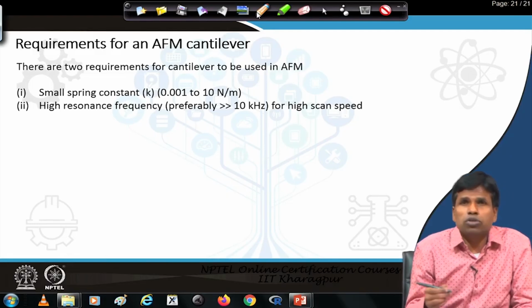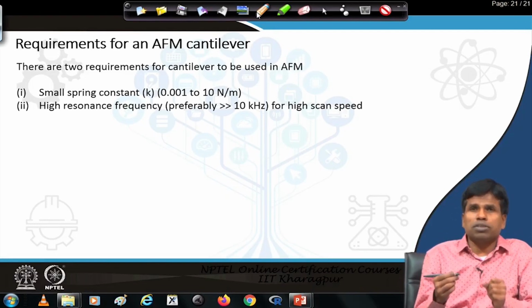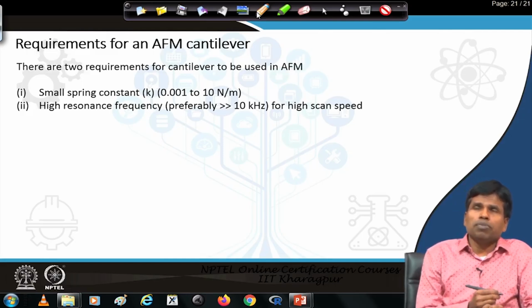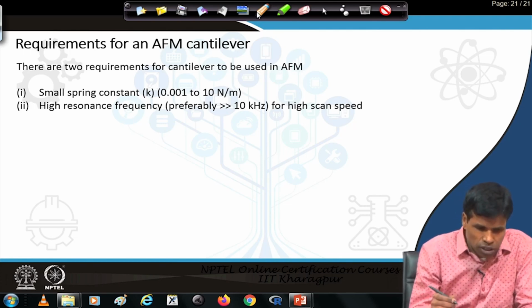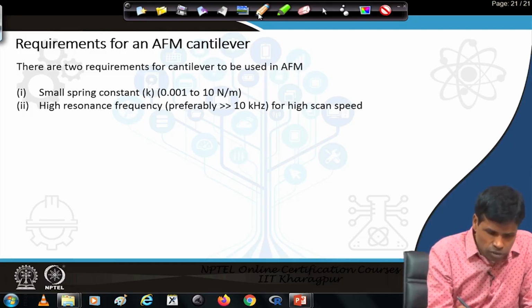Now, to know how strong a force can be measured in AFM, we can first consider the force between two atoms in a solid. In a normal solid, atoms vibrate with a vibrational frequency of around 10 to the power 13 hertz at normal temperature.